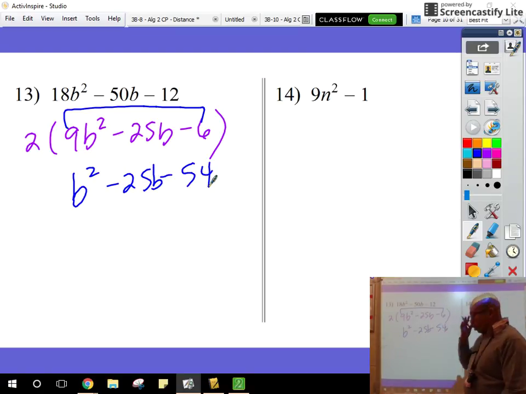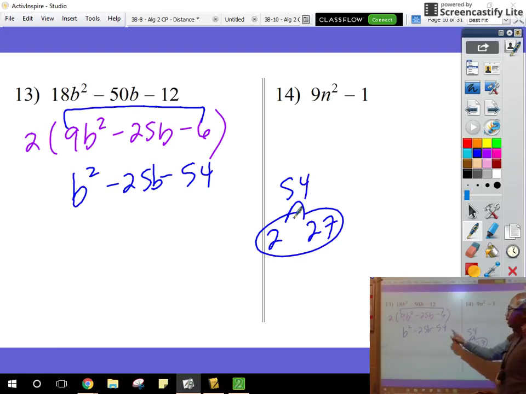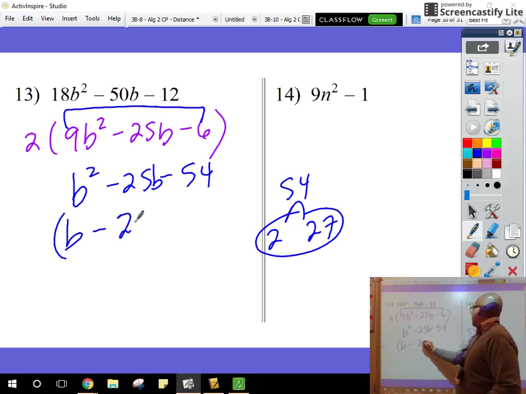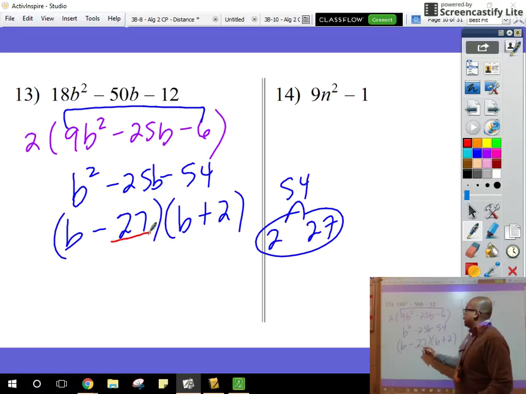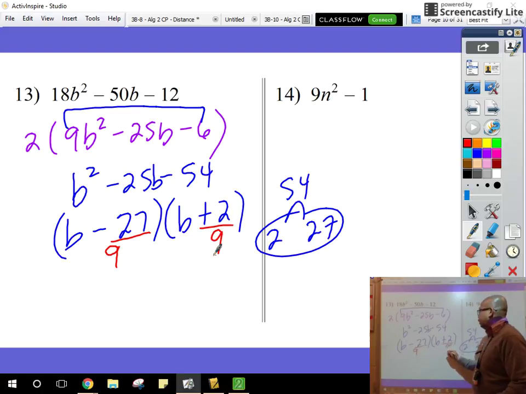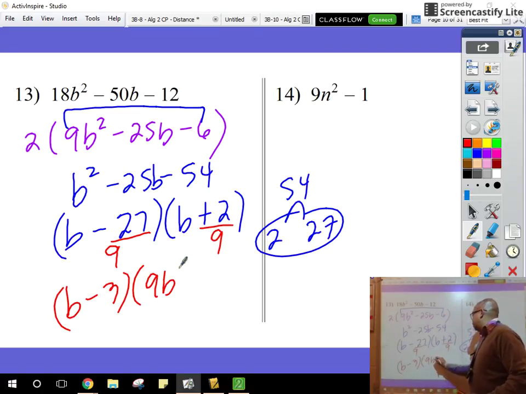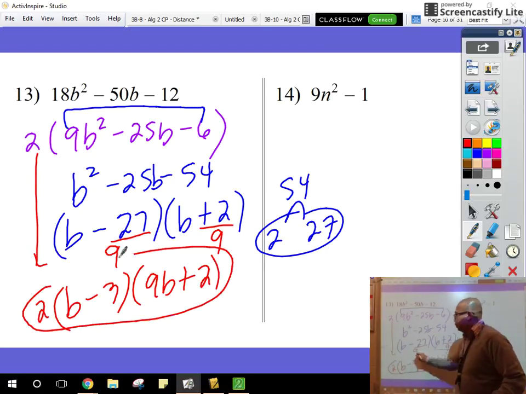And what goes to 54? 54, 2 and 27. There you go, 2 and 27. When you multiply them, you get 54, but when you add them, you can come up with a 25 there. So b minus 27, b plus 2. But again, we have to divide this by what? By 9. That leaves us b minus 3 and 9b plus 2 with the 3 outside there.